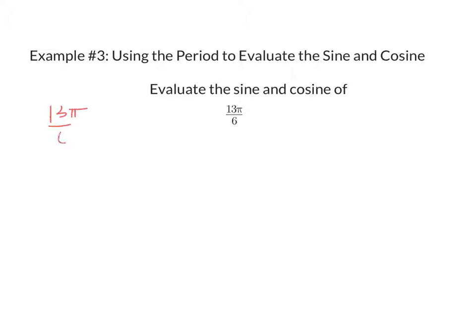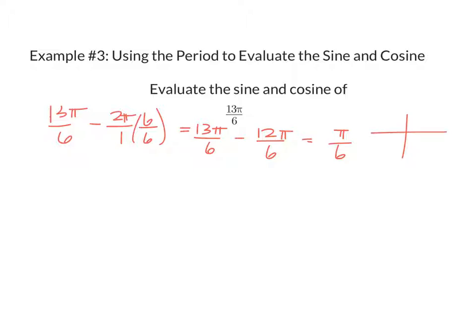I need to subtract a full revolution. So I need to subtract 2 pi. Again, with a common denominator, that would make this 13 pi over 6 minus 12 pi over 6, which I just mentioned. And that gives me pi over 6. And again, pi over 6 falls in the first quadrant.